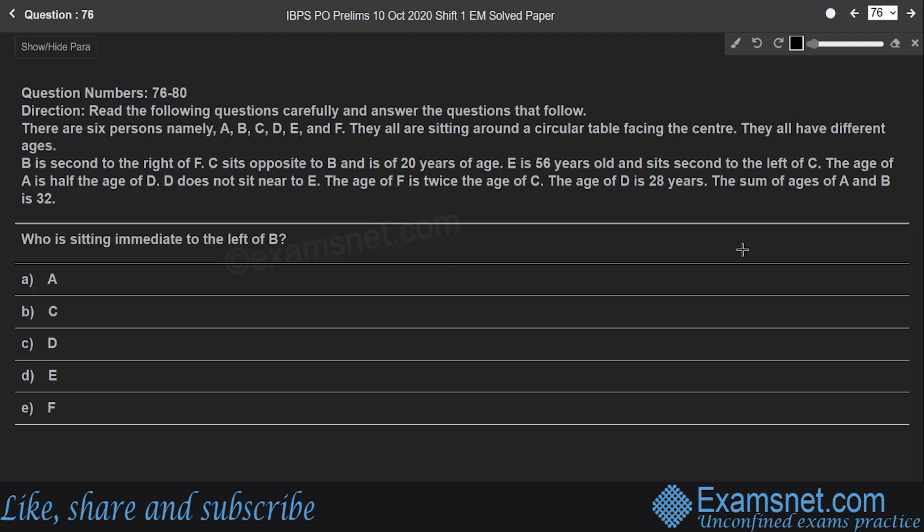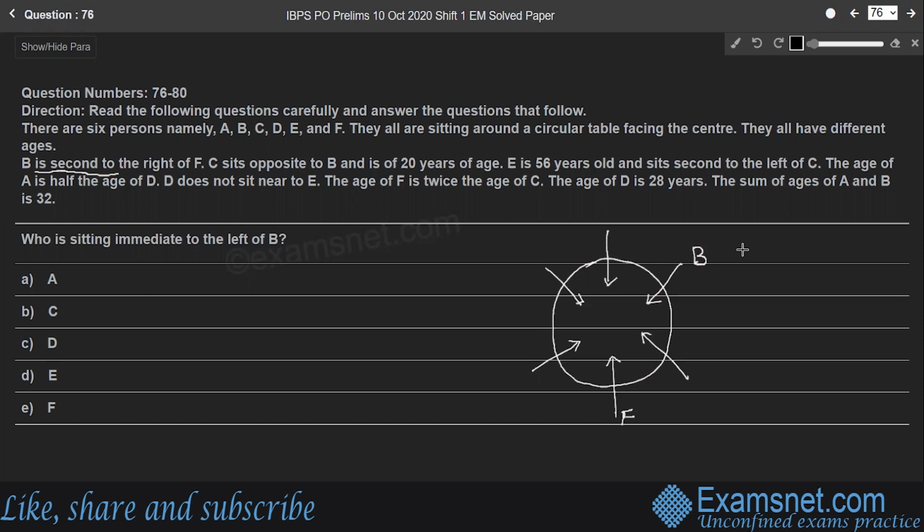So, consider a circular table. 6 persons are sitting around it. So, 1, 2, 3, 4. All are facing center. Now, they all have different ages. Consider the first point: B is second to the right of F. So, consider the position of F is here. Anywhere you can consider the position of F. B is the second to the right of F, so the second position to the right of F is here where B is sitting.